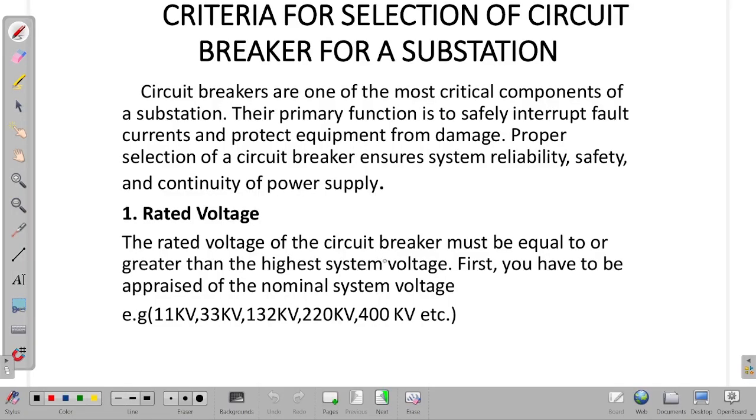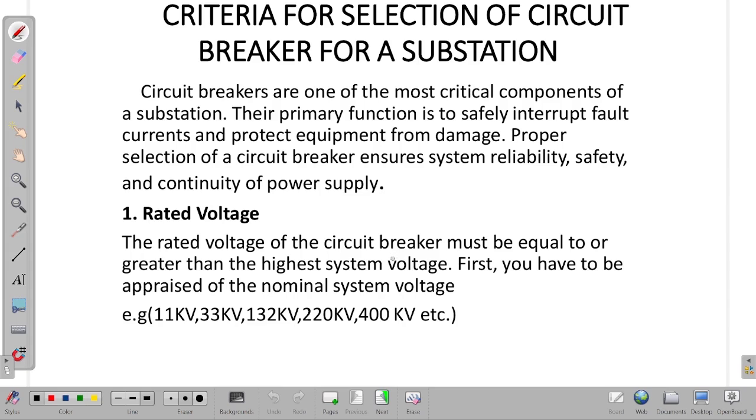The topic is criteria for selection of a circuit breaker for a substation. While selecting the circuit breaker, we have to consider certain criteria so that we can properly select the circuit breaker for the substation.